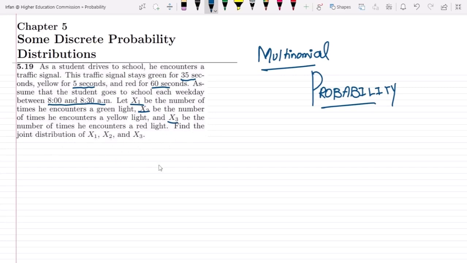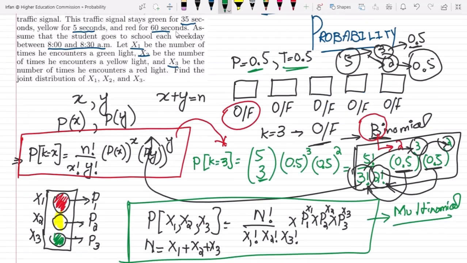So this is the statement, and in order to solve it, we can see that we have one light which is green, the other is yellow, and the third is red, and each one lights up for a certain amount of time. Let x1 be the number of times he encounters a green light, x2 yellow, and x3 red. We have to find the joint distribution of x1, x2, and x3. So this would be the case of the multinomial probability.